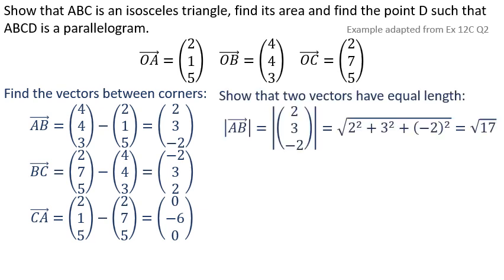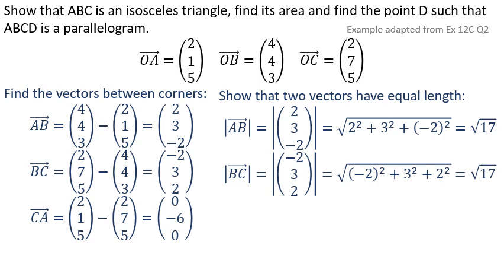So I shouldn't be surprised when I do a bit of Pythagoras to discover that AB and BC both have length root 17. And remember, you should leave it as root 17, not 4 point something, because you're trying to demonstrate that these two are exactly the same. And you can never prove two things are exactly equal by showing that they are approximately the same.